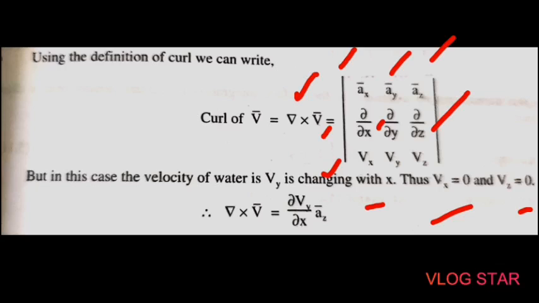So we can write here del cross V bar is equal to dou by dou x of Vy into Az bar. Note that in this case the rotation of the boat, or we can say the curl, is obtained only because of unequal velocities at both sides of point P.